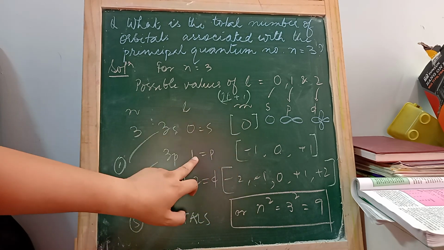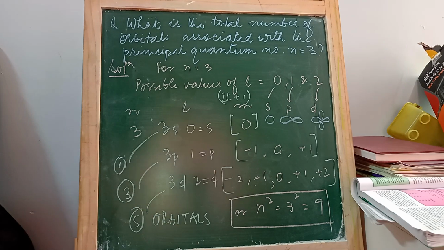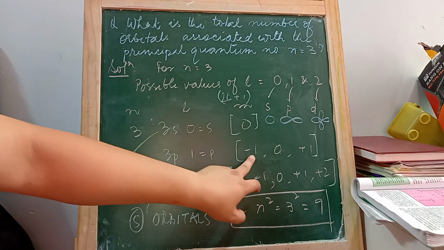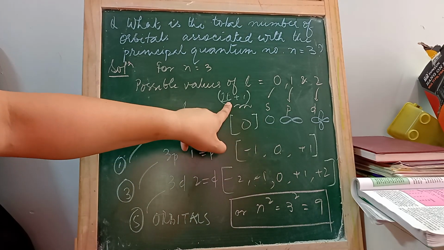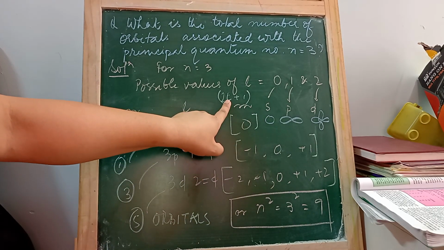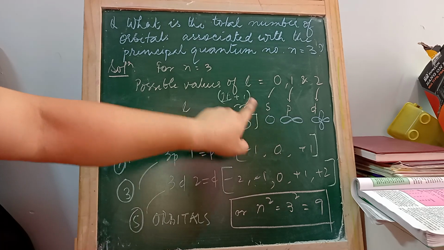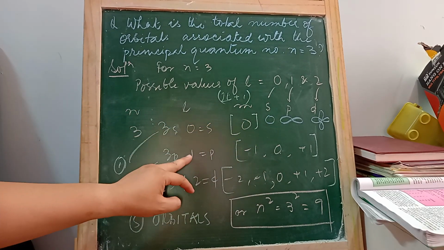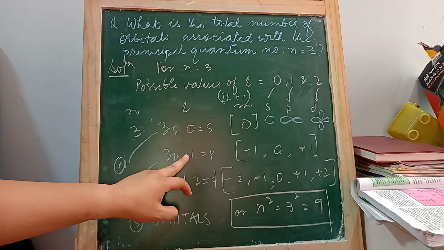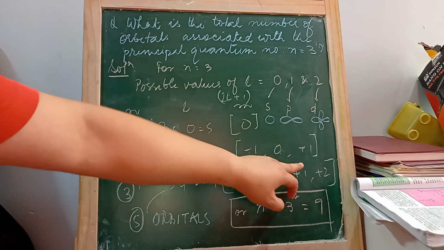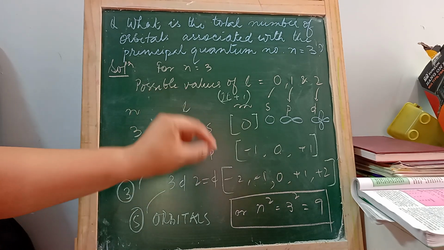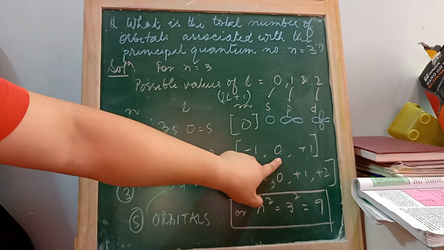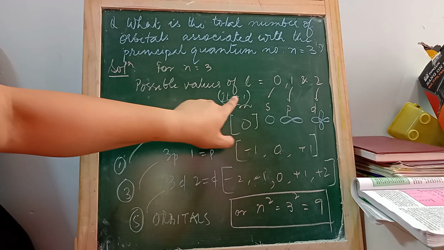So when the value of L equal to 1, what are the possible values of M? The magnetic quantum number will be -1, 0, and +1. This -1 and +1 means twice L, and the additional value 1 is that of the 0. So the value of M depends on the negative value of L to its positive value in the number line. In addition to that, 0 will be there. That 0 is denoted in the formula by 1.